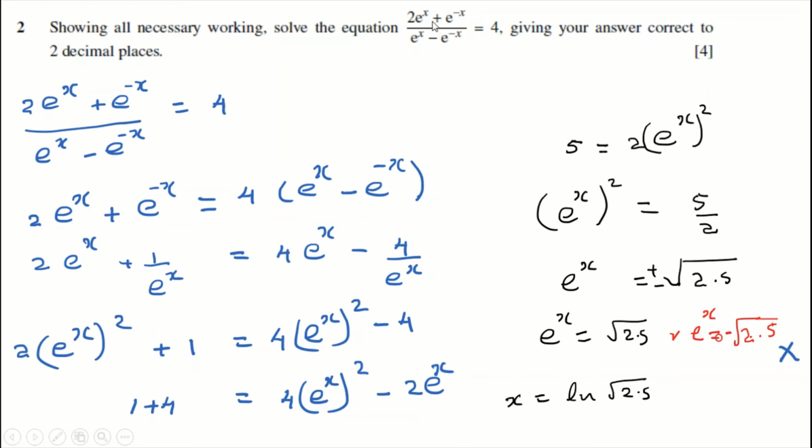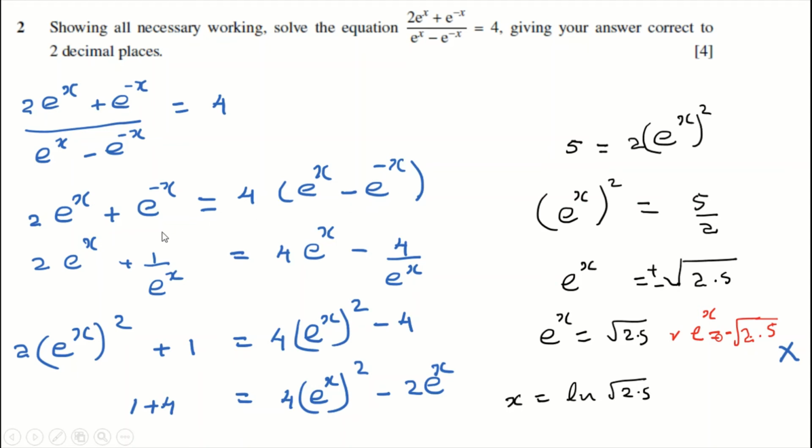We got to solve this equation. Actually we can use some algebra and simply convert it into a quadratic of e to the power x. Okay, let's do it. 2 e to the power x plus e to the power minus x divided by e to the power x minus e to the power minus x is equal to 4. This denominator is cross multiplied onto the right hand side. Then you will get 2 e to the power x plus e to the power minus x equals 4 times e to the power x minus e to the power minus x.